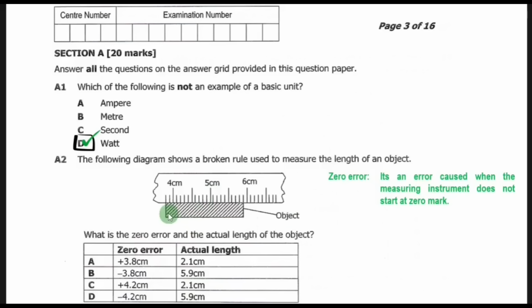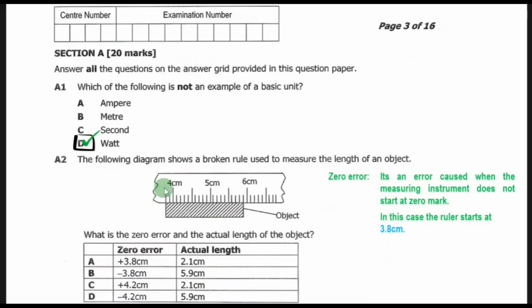Yeah, so in this case, we have to know what the zero error is. All right, so the zero error here is 3.8 centimeters. So how do we know where the instrument starts from? Here, that's where the zero error is. So the instrument starts on this line here. So consider that going left of this ruler, there are numbers like 0, 1, 2, 3. So all those have been cut.